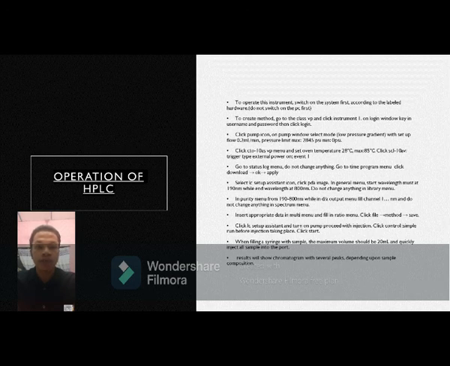Select the LC Setup Assistant icon. Insert appropriate data in the multi-menu and fill in the ratio menu, then save. Click the LC Setup Assistant again to proceed with injection. The maximum volume while filling the syringe should be 20 ml. The result will show a chromatogram with several peaks depending on sample composition.